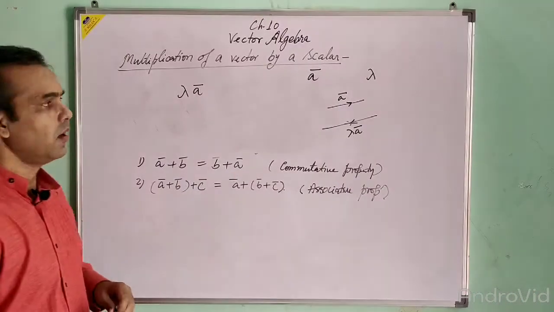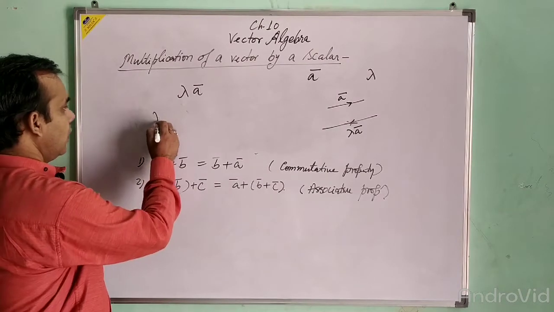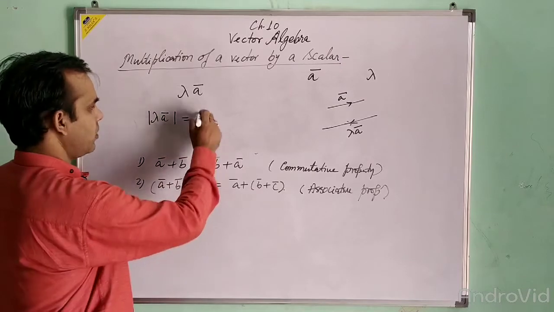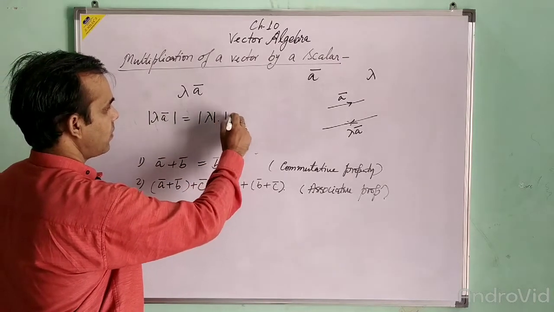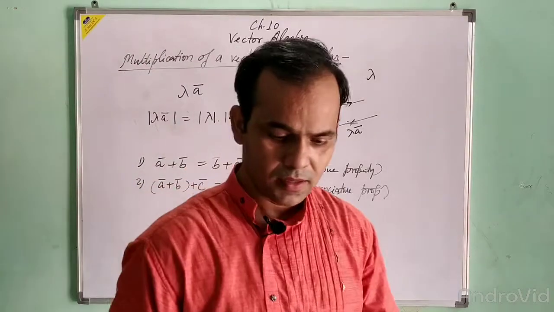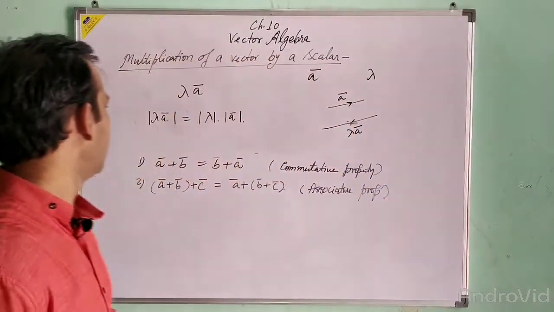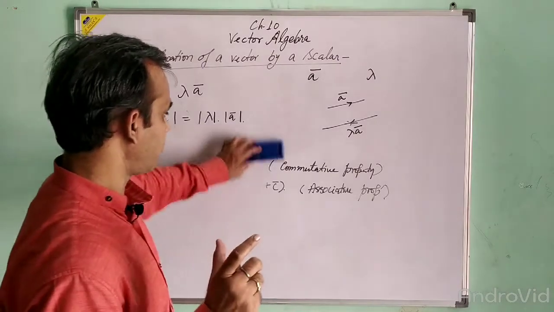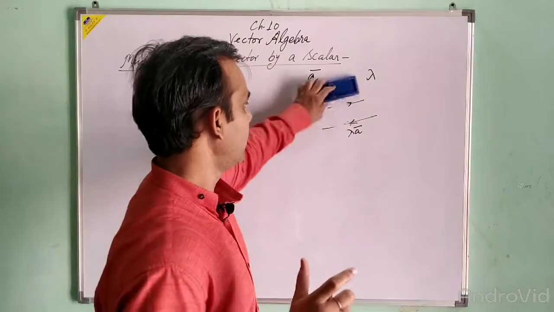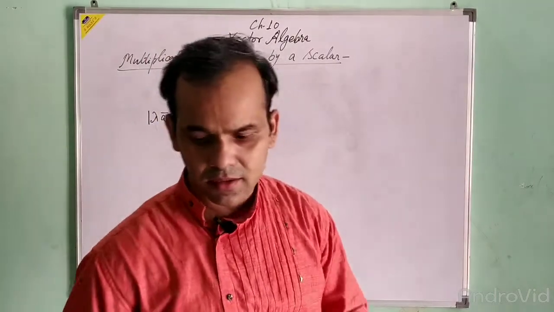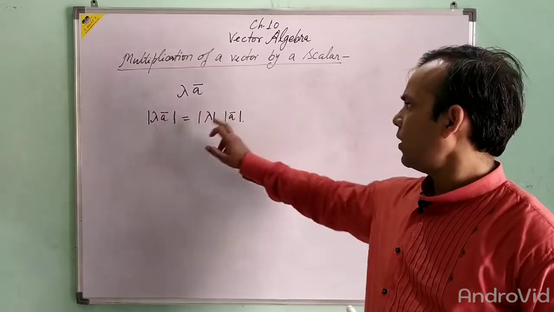Now what about the magnitude of this vector lambda A? That will be equal to lambda multiplied by the magnitude of A. Try to understand. The magnitude of lambda A, meaning its length, will be obtained by multiplying the magnitude of A vector by the value of lambda.